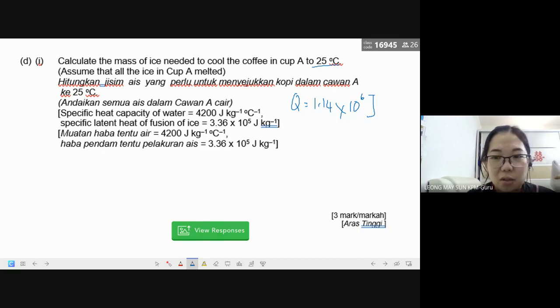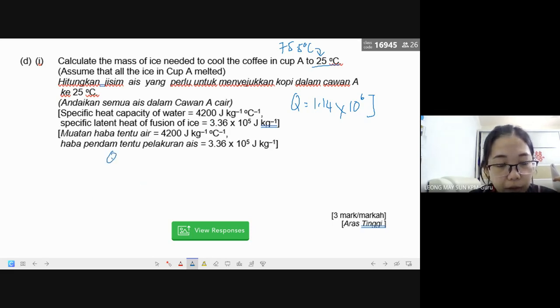This question is related to the question just now, whereby the coffee was initially cooled down from 75.5 degrees Celsius to 25 degrees Celsius. So the amount of heat that the coffee needs to absorb is actually 1.14 times 10 to the power of 6 joules. We know that the heat absorbed by the coffee is released by the ice. The question says assume that all the ice in cup A has already melted, and it will reach 25 degrees Celsius, because when the ice melts it becomes water, and the water mixes with the coffee to reach the final temperature of 25 degrees Celsius.